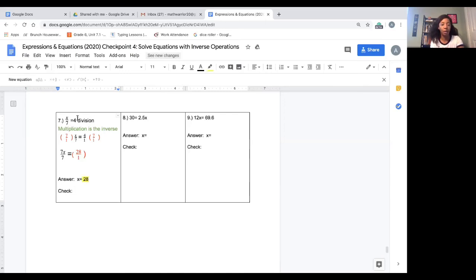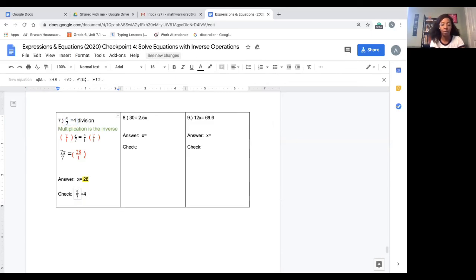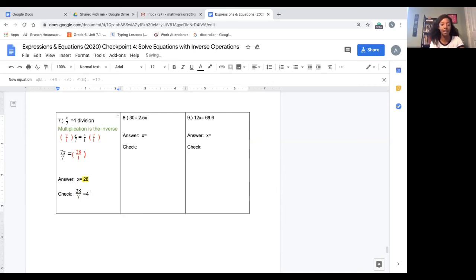Again, we're going to check our work by plugging in or substituting 28 for our letter x. I know that a fraction means divide, so I'm going to say 28 divided by 7 equals 4. All right, we have 2 more problems, guys. This has gone by so fast.